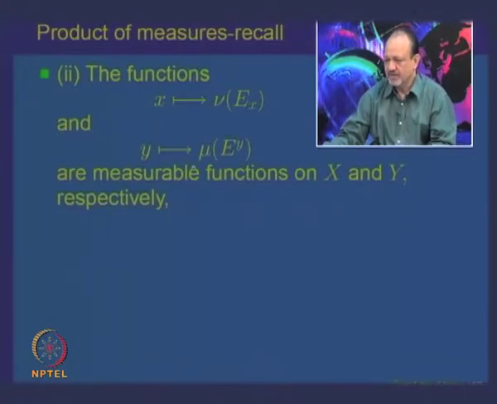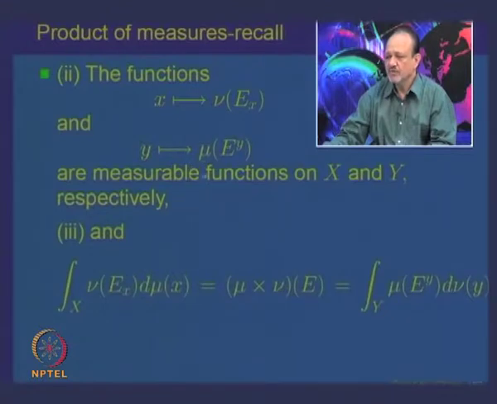These two we had proved, and we wanted to prove finally the third one, that if we integrate these functions with respect to mu and with respect to nu, these are non-negative measurable functions and we can integrate them. So, the claim is that the integral of nu of E_x d mu(x) is the same as the product measure mu cross nu of E, and it is the same as the integral of the measure of the y section with respect to y. This is the step we were trying to prove in the previous lecture.